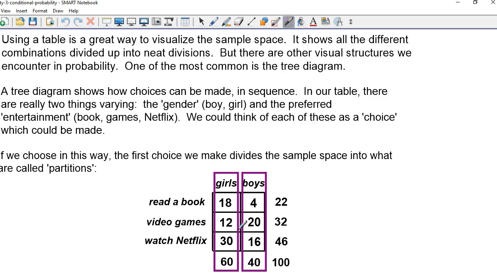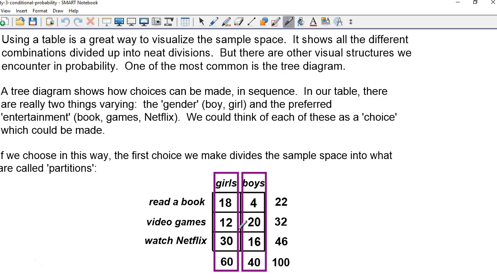In our table, there are really two things varying: the gender of the student, being a boy or girl, and then their preferred entertainment, books, games, Netflix. For the purposes of picturing this in another way, we could think of each of these as a choice that could be made. And if we choose in this way, the first choice we make is going to divide up the sample space into two or more parts that completely cover all the cases.